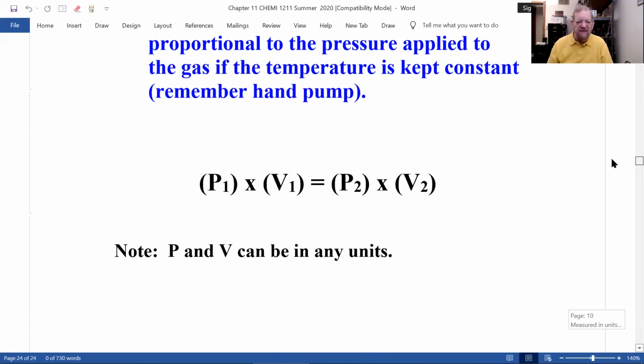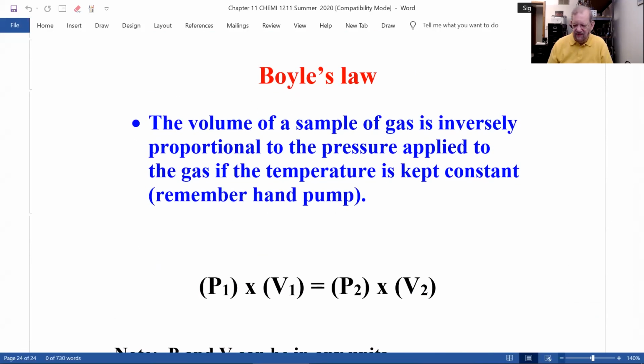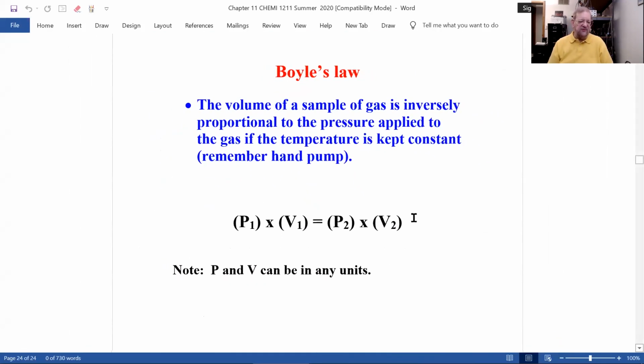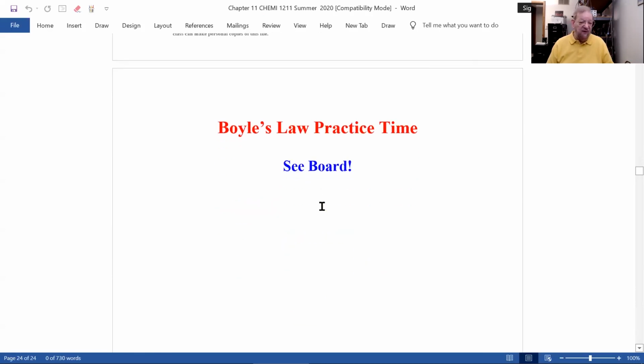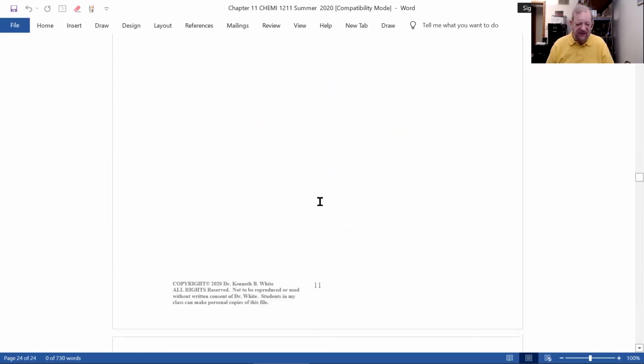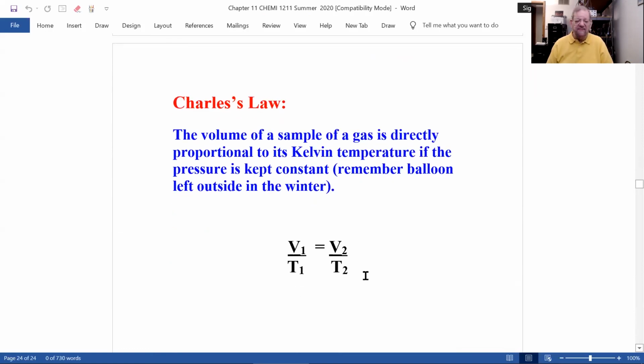All right, we already did Boyle's law, P1 times V1 equals P2 times V2. And remember, the gas laws are dealing with important parameters that you can measure for gases. And where is this important? Well, it was in the steam engine. It's now in the gasoline engine, combustion engine. Now, we did Boyle's practice time last time, so let's move on.